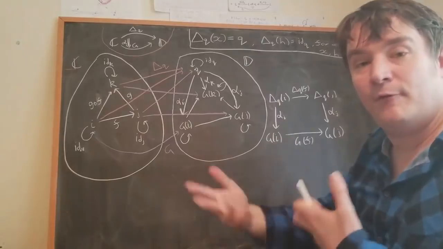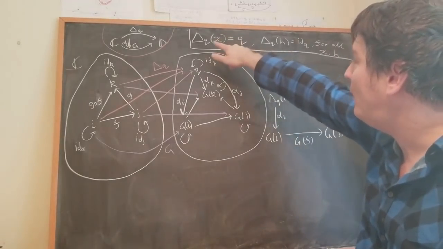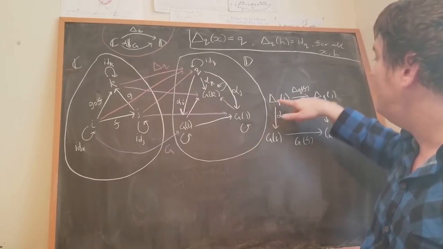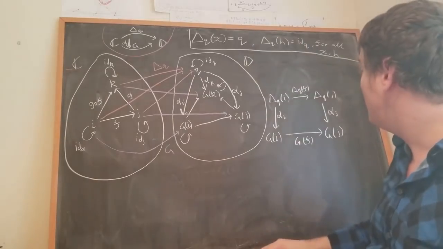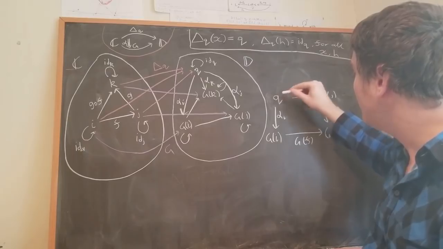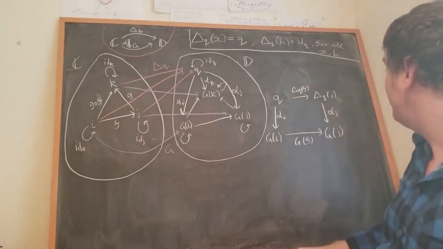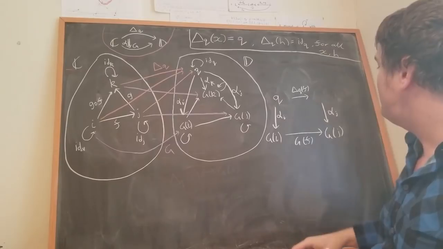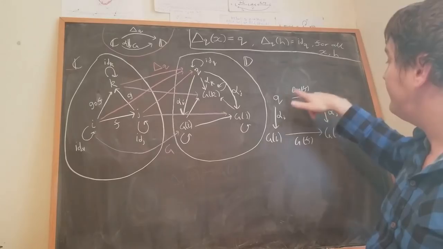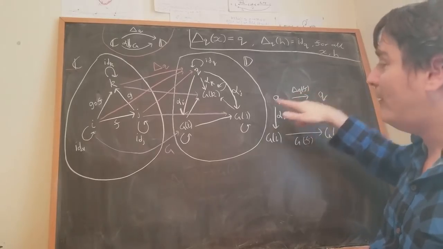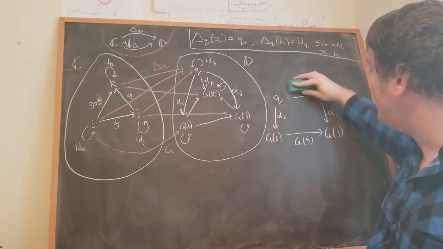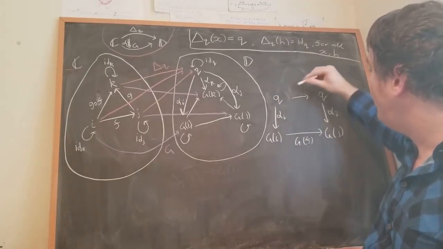But we can simplify this a bit, okay, because we know how delta Q works. So we know that delta Q sends every object to Q. So we know that delta Q of I is just going to be equal to Q. And delta Q of J is again just going to equal Q. And what does delta Q do to this arrow F? Well, it sends it to the identity. Okay, so this is just going to be the identity arrow of Q.